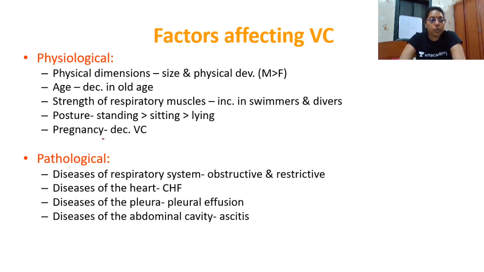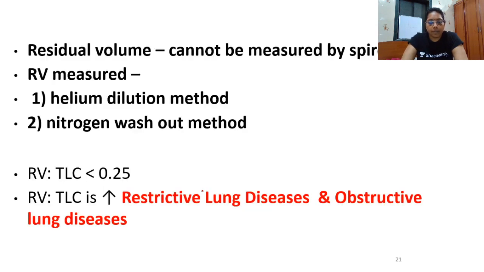The next important physiological condition which affects vital capacity is pregnancy. As we all know, the growing uterus decreases the size of the thoracic cage, which results in a decrease in vital capacity. There are multiple pathological conditions which may affect the vital capacity, which include obstructive and restrictive lung diseases, cardiac failure, pleural effusion, and ascites.